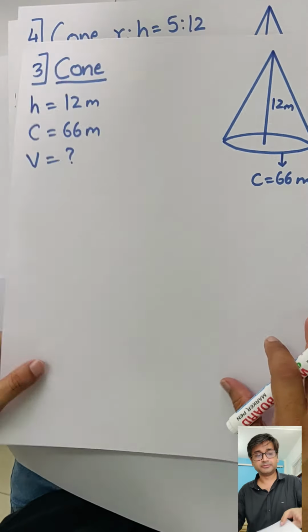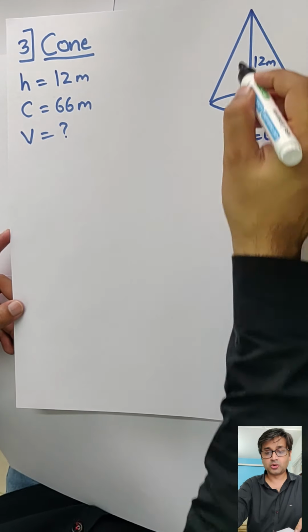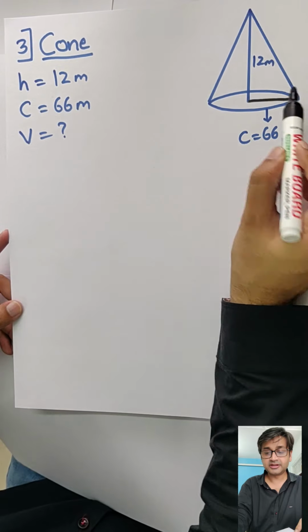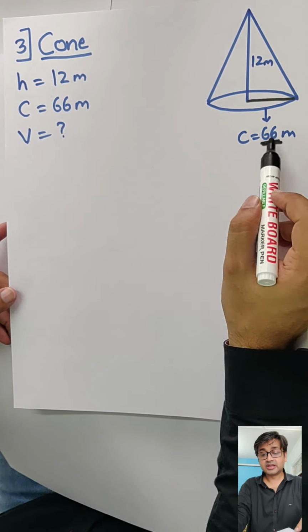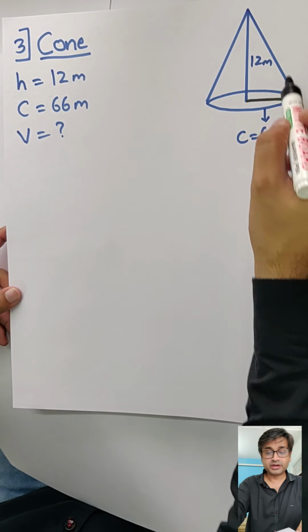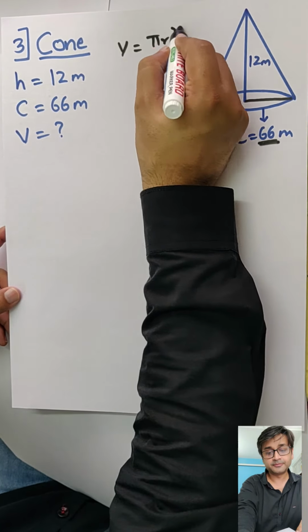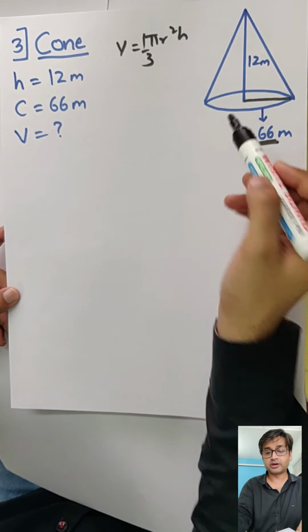Sum number 3. Again, cone. This entire exercise is based on cone. Height is given to you as 12. Circumference is given. Radius is not given. And volume you need. So use the circumference. Get the radius. No need for Pythagoras because the formula for the volume is 1/3 pi r square h. So h is already there. R you are getting. That's it.